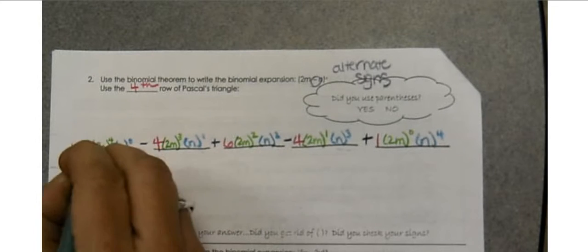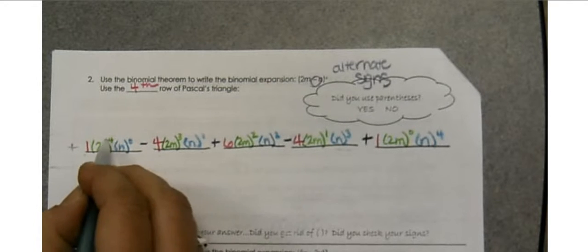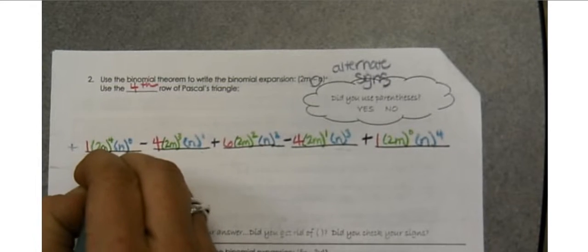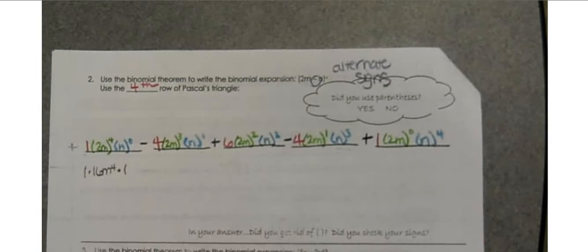Now we need to get rid of the parentheses. So I have 1, but let's be careful when I have 2m to the 4th. Don't I raise both the 2 and the m to the 4th power? So 2 to the 4th is 16, and m to the 4th is m to the 4th. So 2m to the 4th gave me 16m to the 4th. And then times 1, because anything to the 0 is 1.